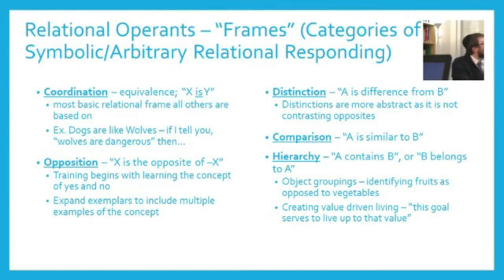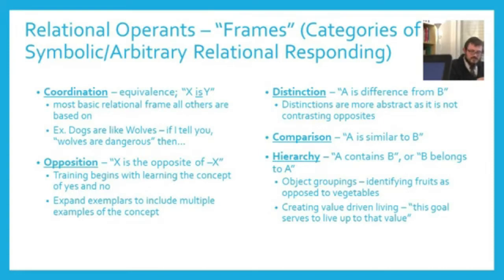RFT outlines different frames. The way they look at it, these are different stimuli, kind of cues that will link objects or events or thoughts or feelings together. I just ran through a couple of basic ones. We have frames of coordination: X is Y. So for example, when I tell you that a dog is a wolf, even though they're really not, but let's pretend they are. If a dog is a wolf, and then I tell you wolves are dangerous, what do you know about dogs? Dangerous. You never had to experience a dog ever. They're dangerous.